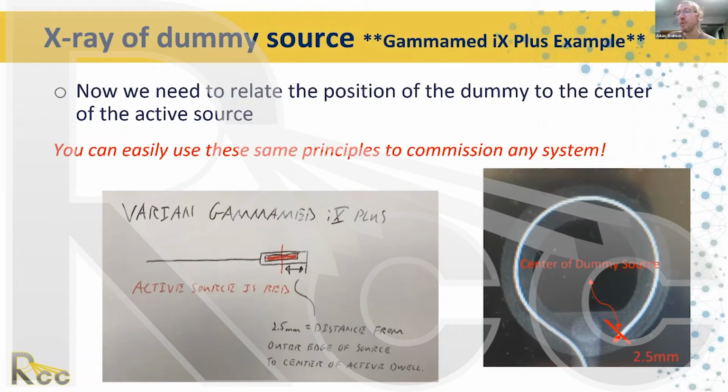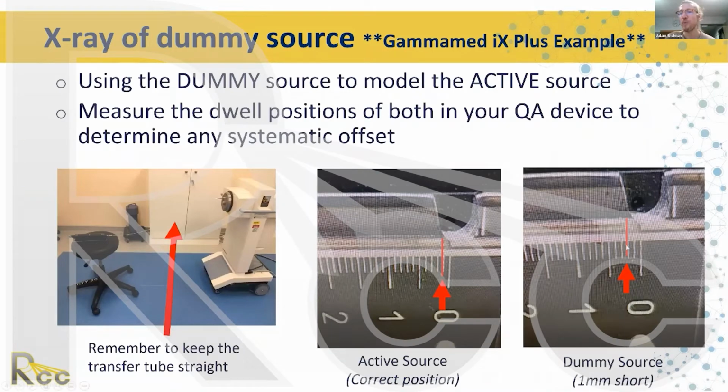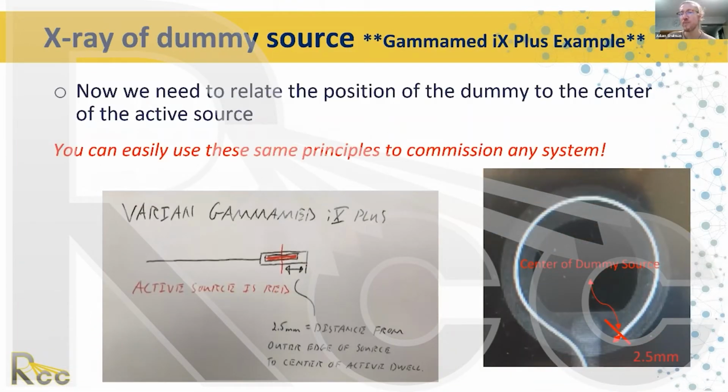But remember, we had that 1 millimeter difference in our active source and our dummy source. So we need to factor that in. So that's the center of the active source. It would actually be 1.5 millimeters in this case. Remember, when we measured, our dummy source was 1 millimeter shorter than our active source. So we need to account for that. So if I go back here, our dummy source went 1 millimeter closer than our active source. We need to account for that. Instead of 2.5 millimeters, it would only be 1.5 millimeters in this case.